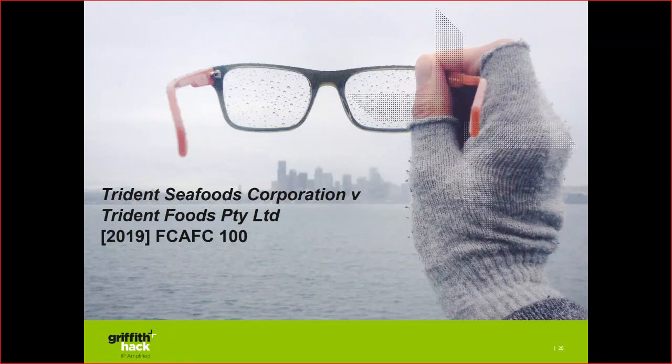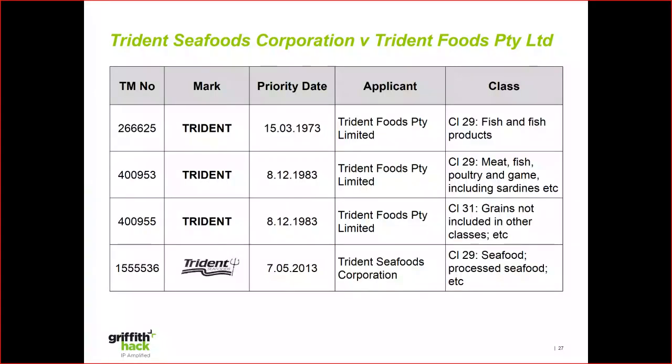So the next case that we want to have a look at is Trident Seafoods Corporation and Trident Foods. So again, very difficult with the wording because I'm going to say the word Trident about 40 times. So bear with me while I work through it. So we're dealing with some Trident trademarks that were on the register in the name of Trident Foods. So the 3 trademarks that you can see at the top, 2 of them were in relation to class 29, which is fish and fish products. The third one that they own was in relation to class 31 grains.